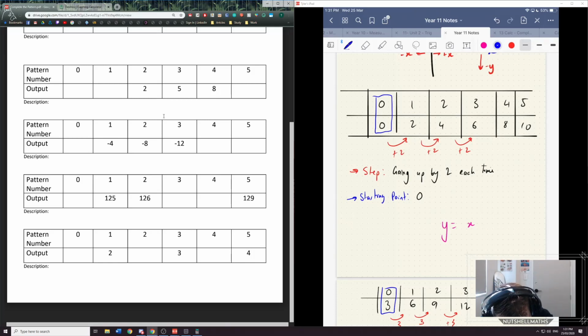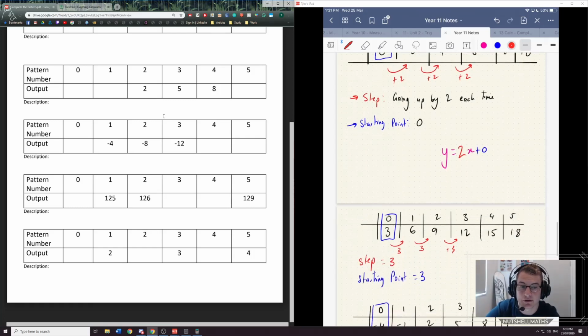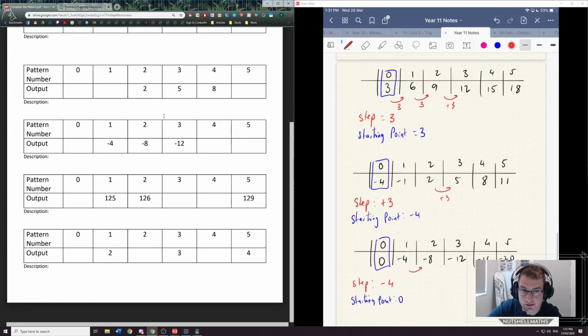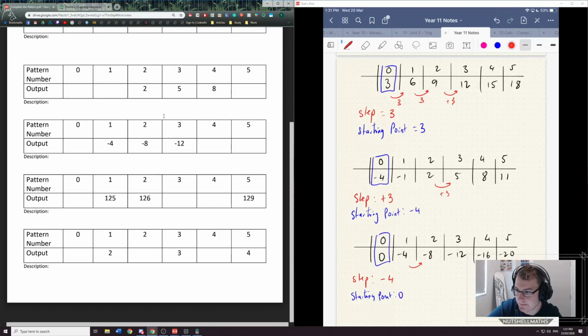Let's go starting point plus 0, and step is 2. So y equals 2x plus 0. Let's go through each of these and write it out. Okay? Y equals our step 3 and our starting point plus 3.